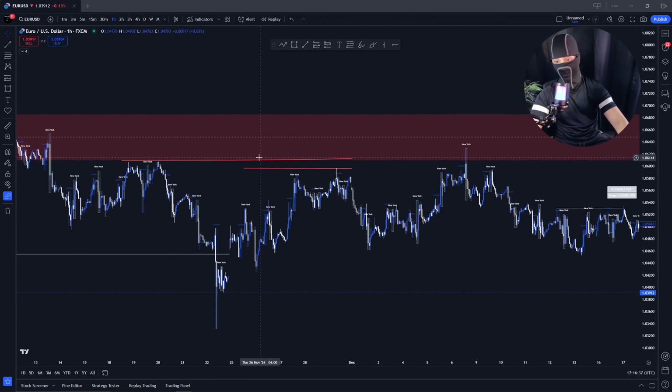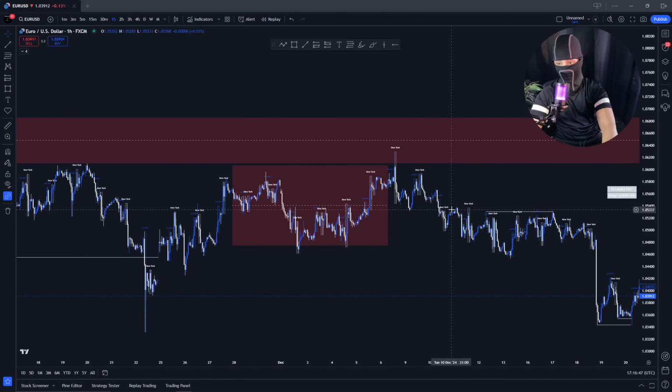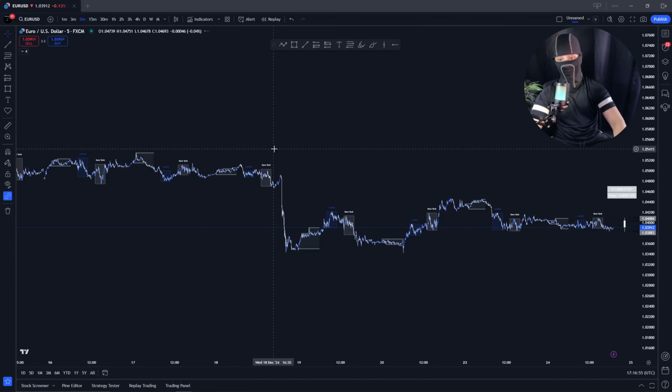This is a form of AMD as well. It might not be the cleanest accumulation, however, accumulation is just liquidity. And you guys can kind of see it playing out here. We have this form of accumulation here, we get this manipulation, and then price distributes away. I'm hoping that all makes sense for you guys.